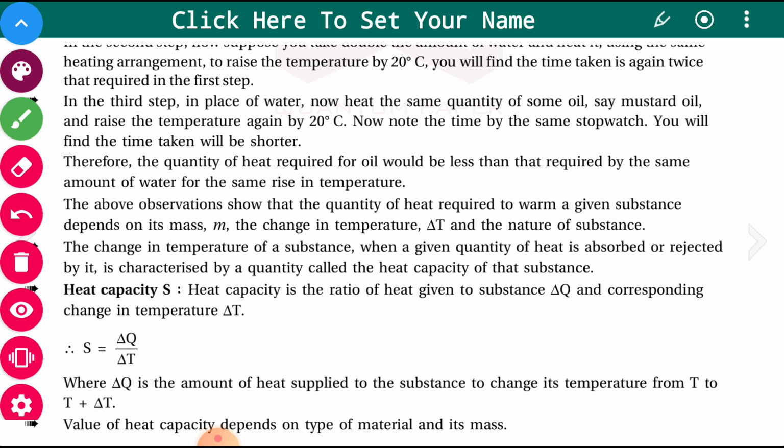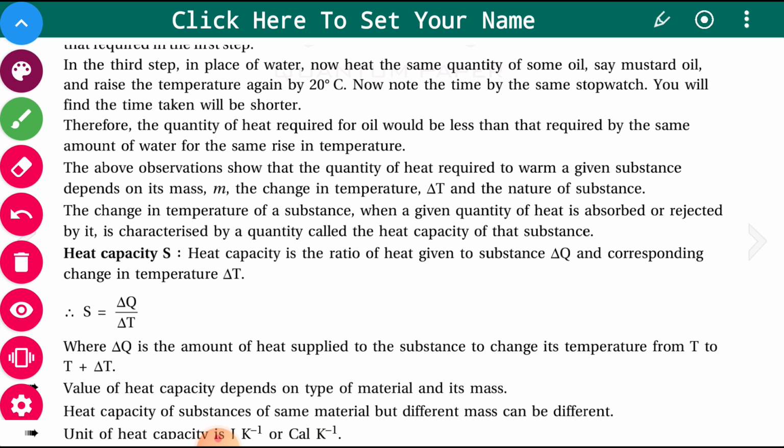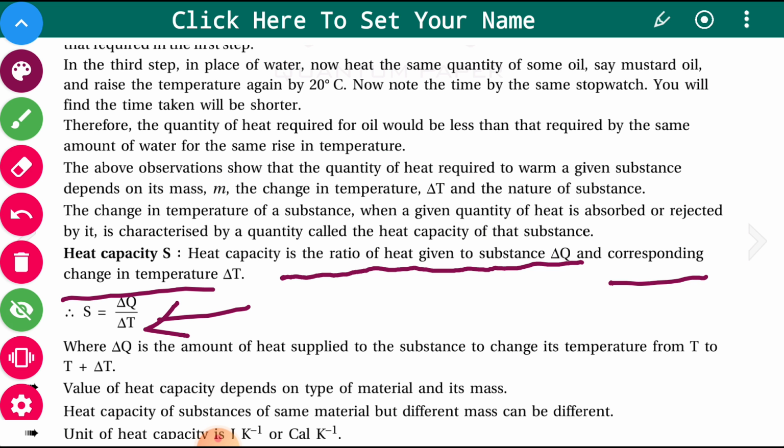This observation shows that the quantity of heat required to warm a given substance depends on its mass, the change in temperature, and the nature of the substance. The change in temperature of a substance when a given quantity of heat is absorbed or rejected by it is a characteristic of a particular substance, and it is called the heat capacity of the substance. When you are supplying heat, whether it is rejected or absorbed, it is the nature of the substance. So we can say that heat capacity is the ratio of heat given to the substance and the corresponding change in temperature, that is delta Q by delta T. Delta Q is the amount of heat supplied to the substance to change its temperature from T to T plus delta T.